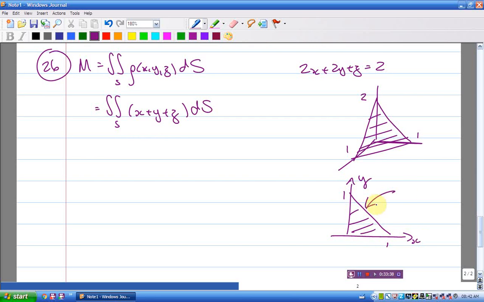I'm going to need this line equation. This line equation is y equals minus x plus 1, in other words, 1 minus x. Okay, so let's integrate. Because I projected onto the xy plane, I only want x's and y's in my integrand. I don't want z.